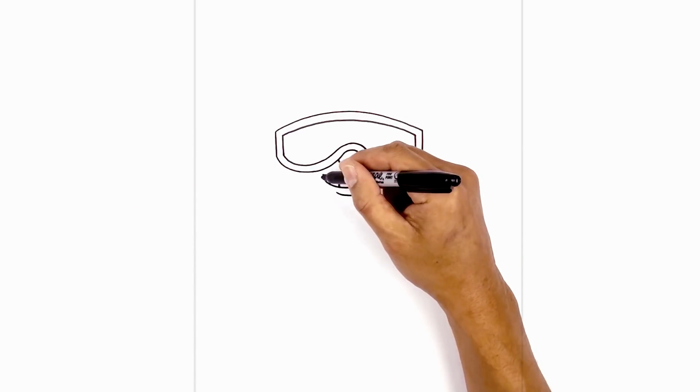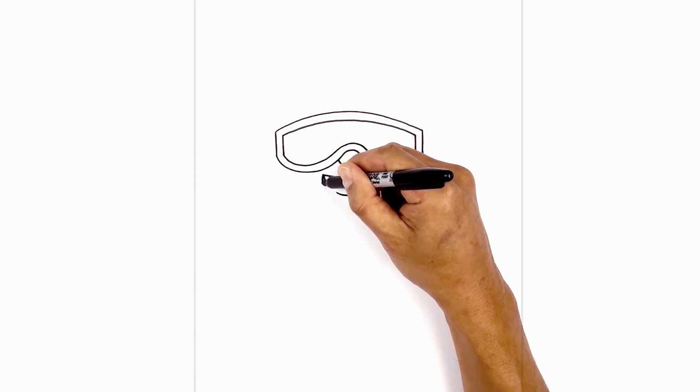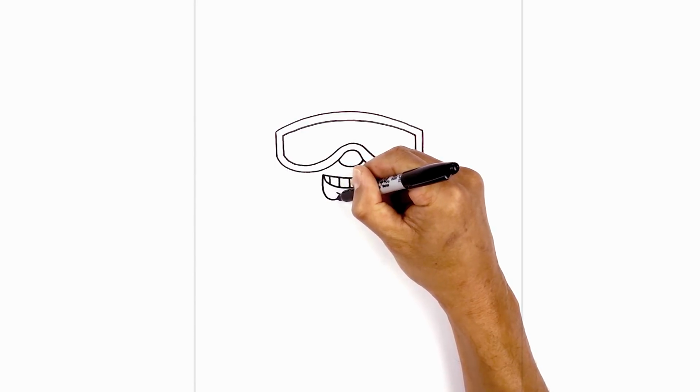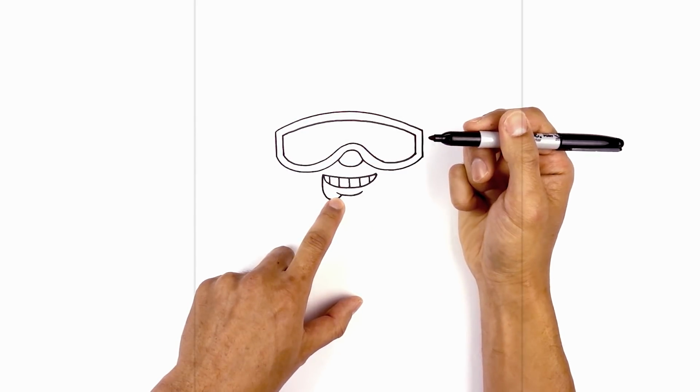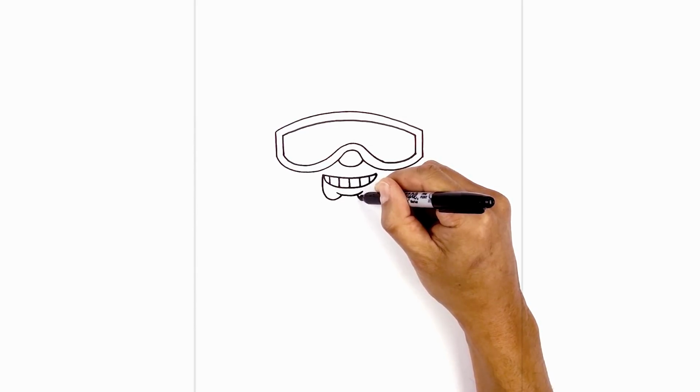Now from the corner of the mouth, I want to draw the edge of the beard. We're going to come down, round it out, and then just pull that in towards the lower lip, leaving a little overlap on the end. We're going to do the same thing on the right.